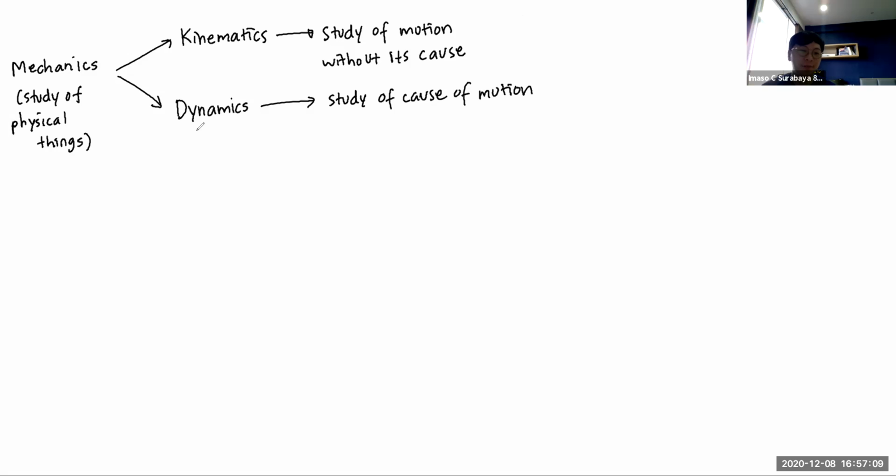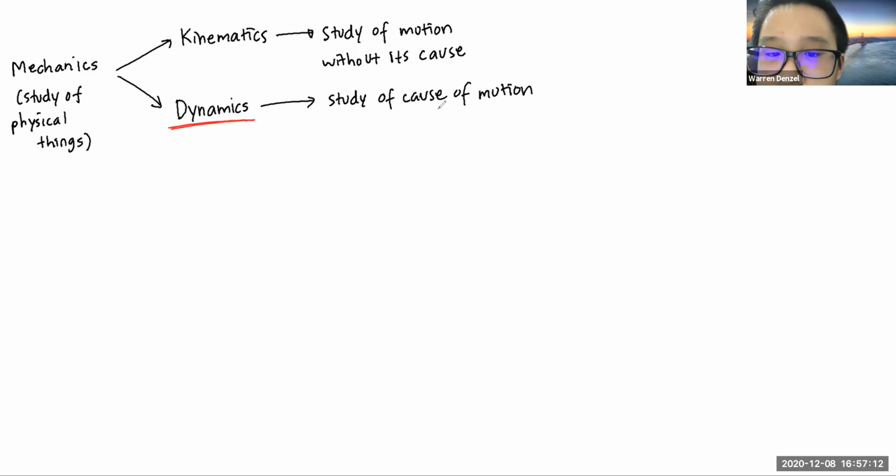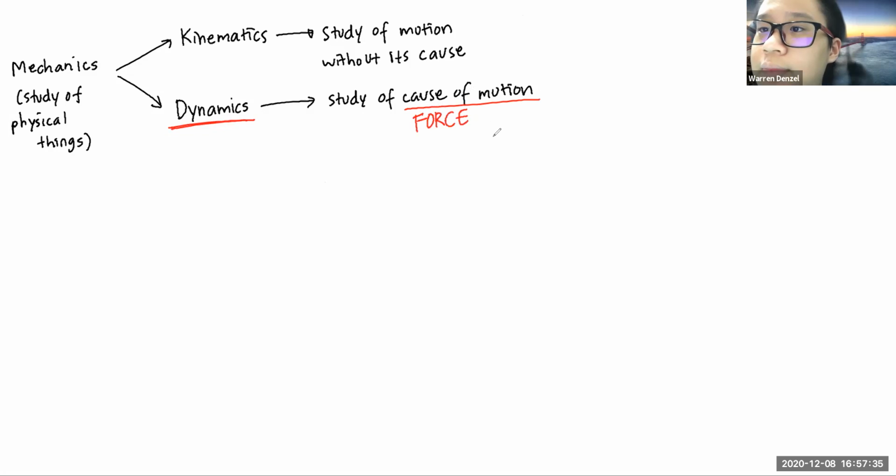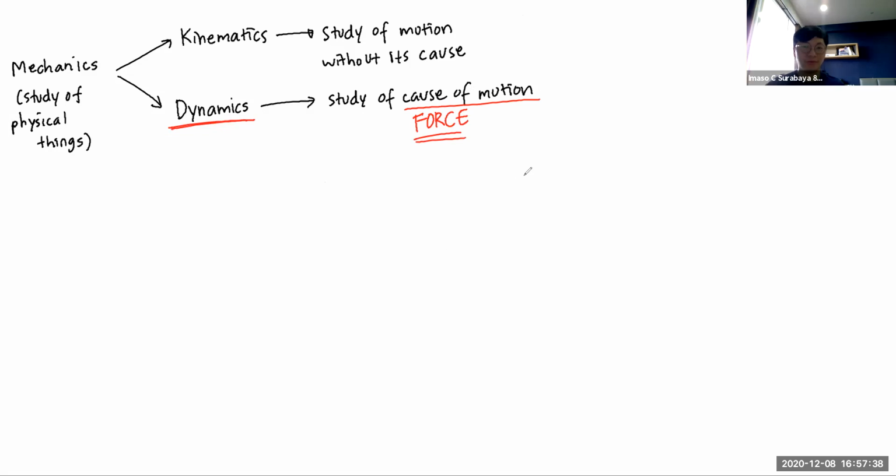So today we will dive deeper into dynamics. It is the study of the cause of motion. What is the cause of motion? There are many causes of motion. So ultimately, I want to ask you, what makes things move? A push or a pull. Forces. Force, right? Okay, so we will be talking about force today. Precisely, the topic will be force and Newton's laws of motion.